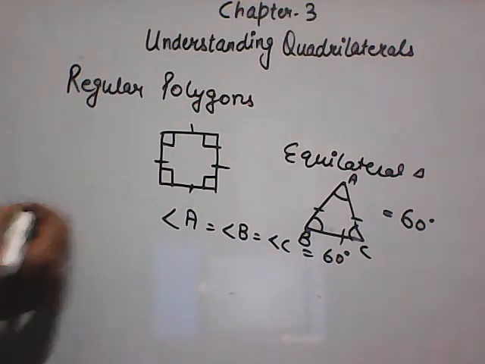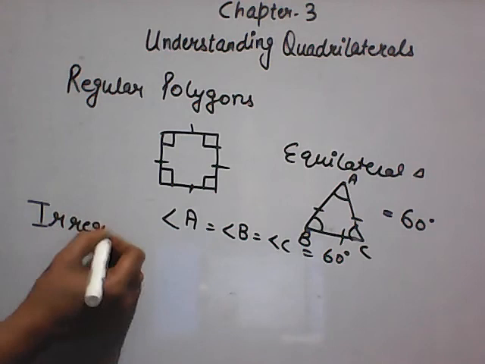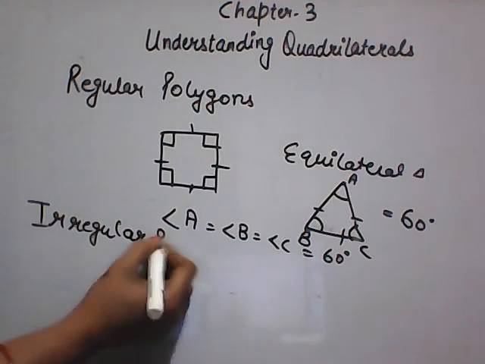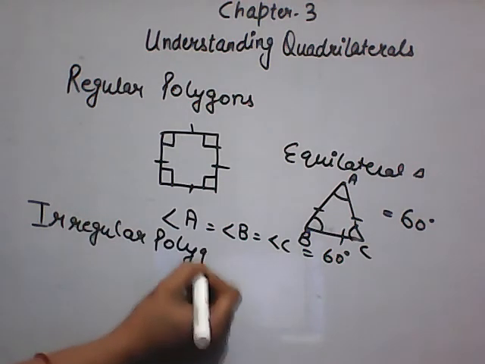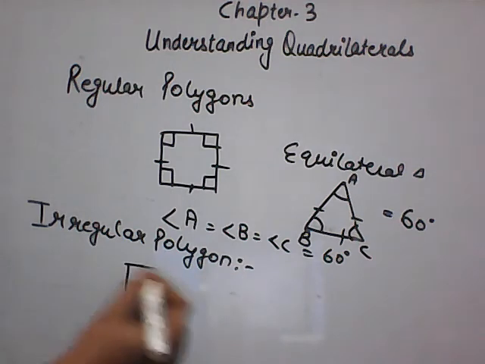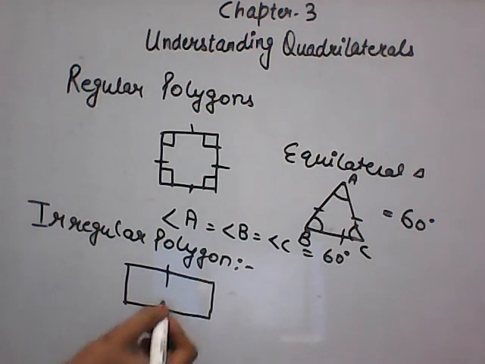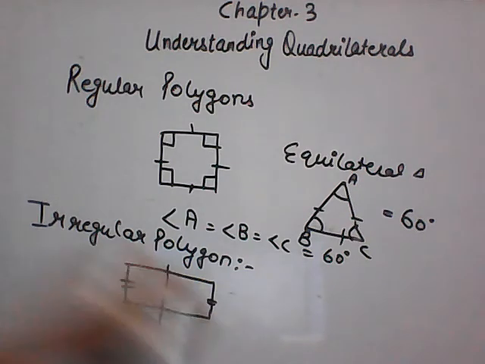Next one is irregular polygons. Polygons that are not regular are known as irregular polygons. Suppose we take a rectangle. We know that in a rectangle opposite sides are equal. All sides are not equal, opposite sides are equal. So it is known as an irregular polygon.